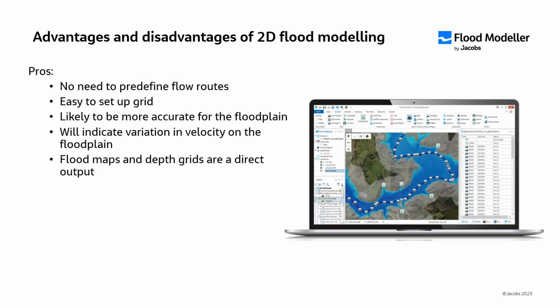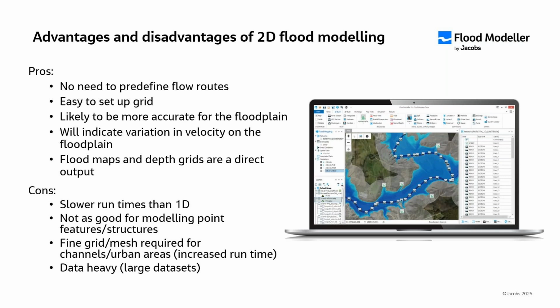And as I said before, for 1D flood models you need to do a bit of post-processing to get flood maps and depth grids out of them. Flood maps and depth grids are a direct output of 2D models. Some of the cons I would say is that 2D models can be slower to run than 1D models. So maybe for things like flood forecasting where we need a really quick answer, they're not so good.